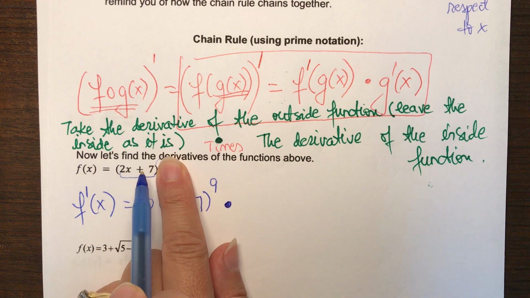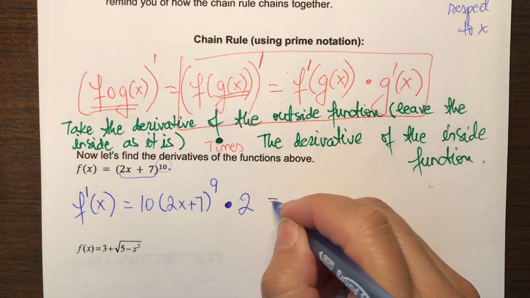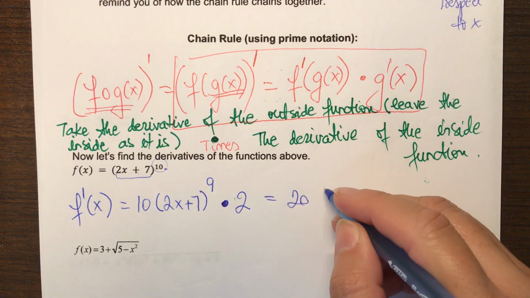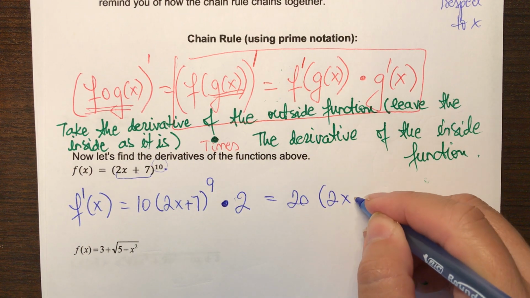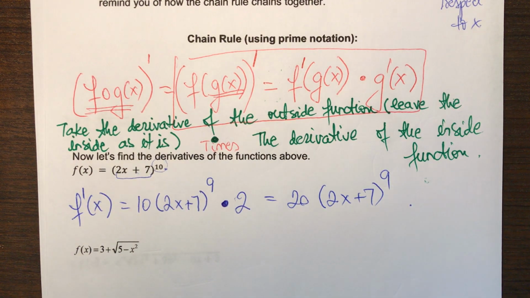So what's the derivative of the inside function? Well, that's just the 2. Done. So sure enough, 10 times 2 is easy to multiply. That's a 20 times 2x plus 7 to the power of 9. Done. Ta-da. That's what it turns out to be. Okay.